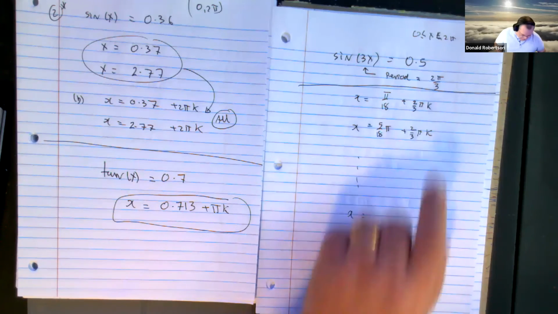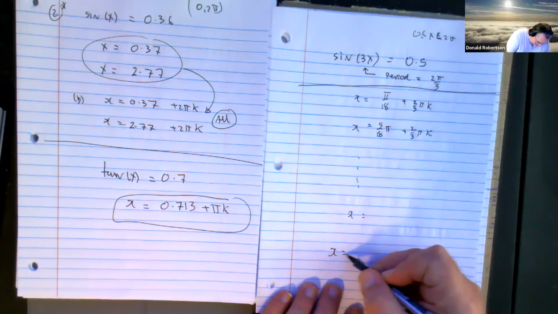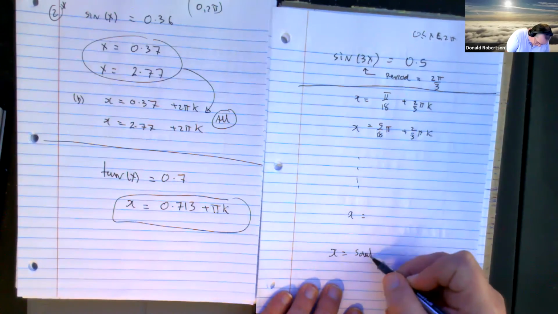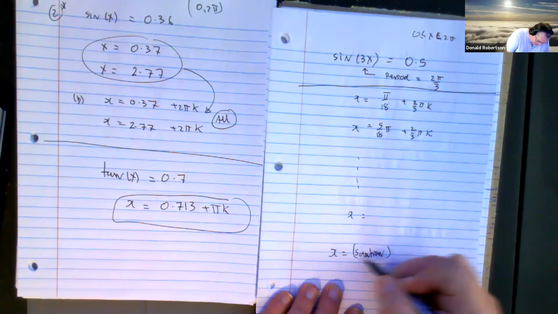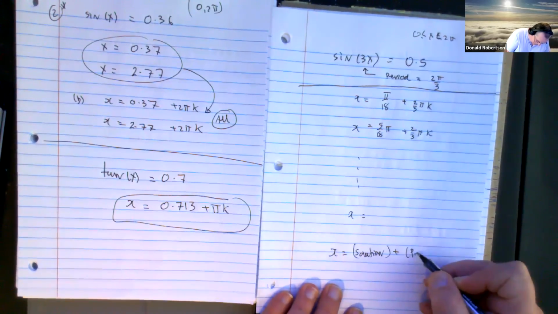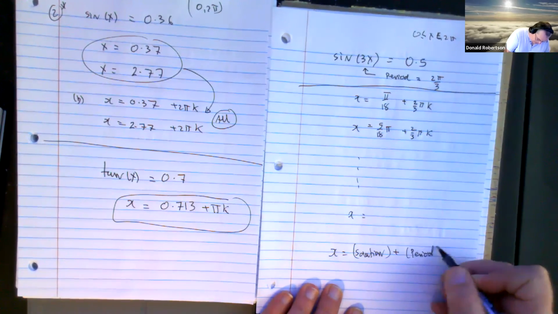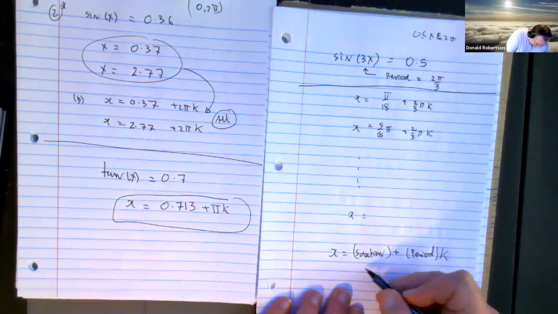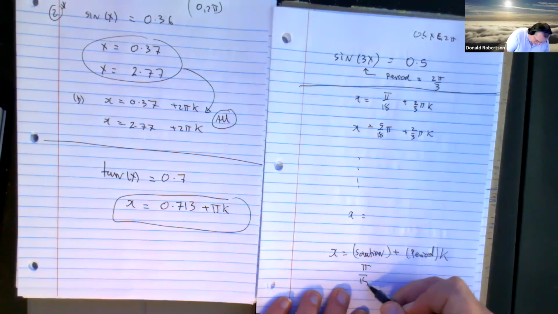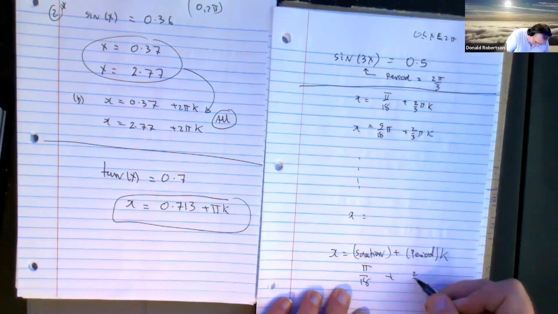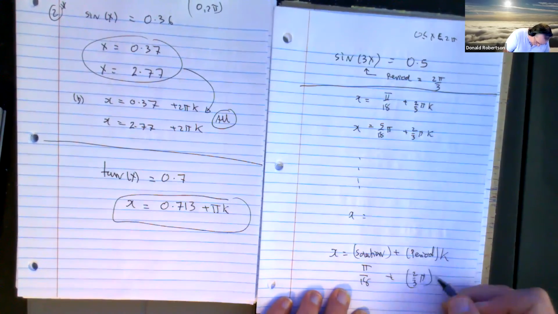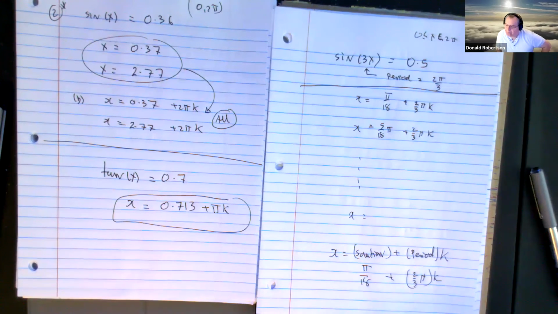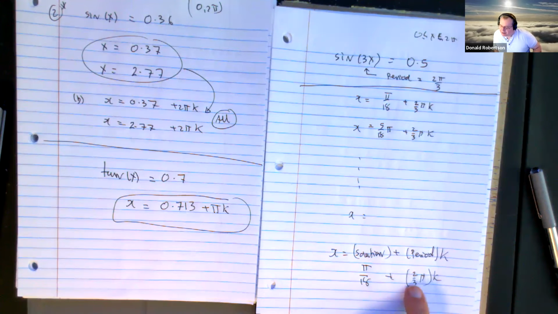The general formula really is this. It's the solution, whatever that is, plus the period times k. So if the individual solution is that guy and the period is that guy, do you see? Is that making sense where the pieces are coming from?